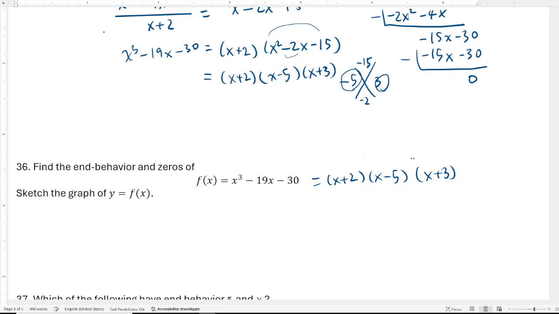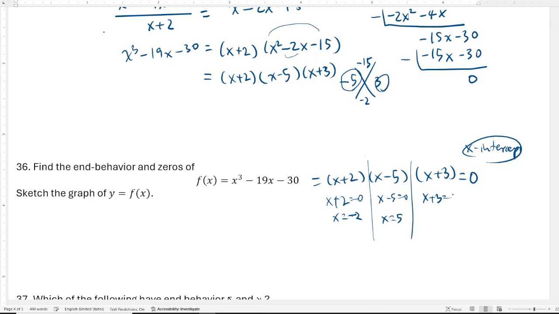Because if you want to find the x-intercept, it is obtained by setting the function equal to 0, right? And you get x plus 2 equals 0, which gives you x equals negative 2. X minus 5 equals 0, which gives you x equals 5. X plus 3 equals 0, which gives you x equals negative 3. And therefore you get negative 2, 5, and negative 3 as your x-intercepts.